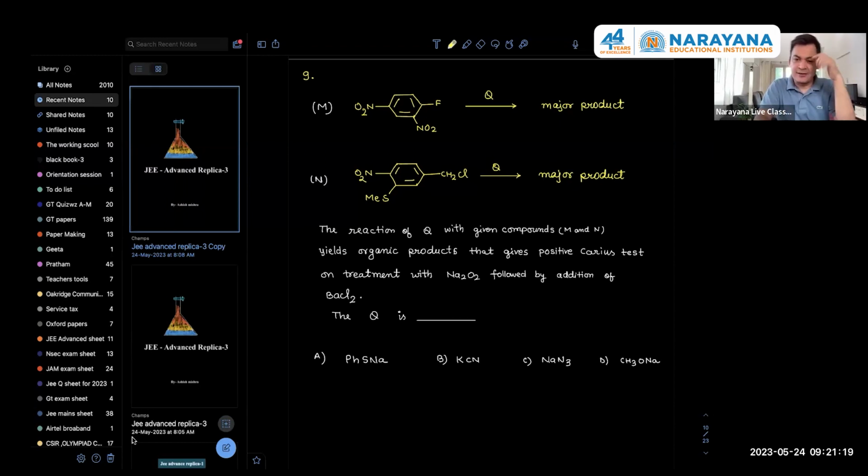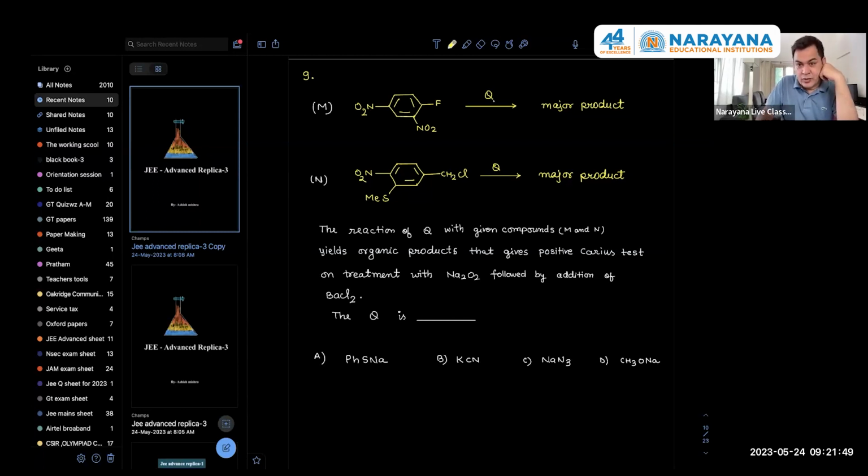This question actually, I think you all got. The topic is detection of elements, Carius method, right? Liebig method. You remember? So BaCl2 we use only in the case when the compound contains sulfur. So that can create BaSO4, if you remember. We can calculate the percentage of sulfur also by getting the formula, right? So this Carius method, on treatment with Na2O2 and BaCl2, will get BaSO4.